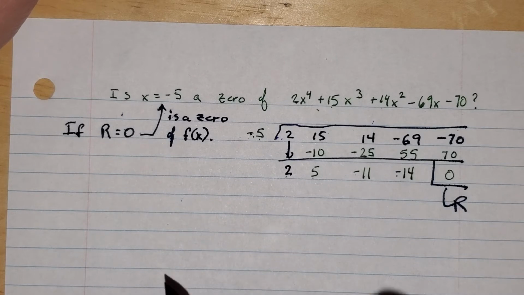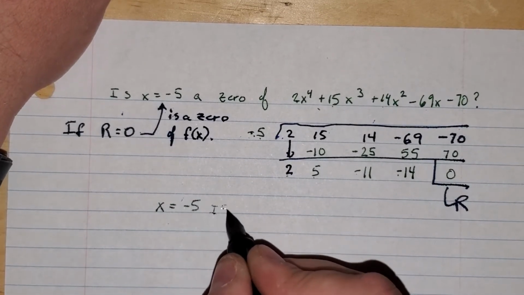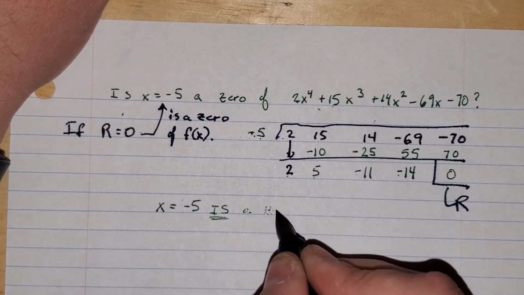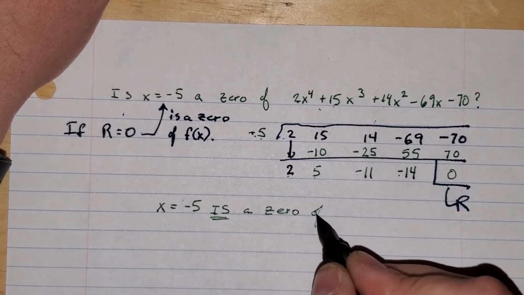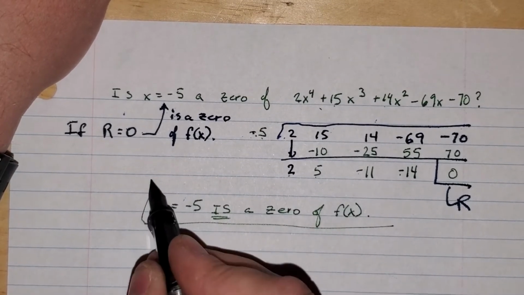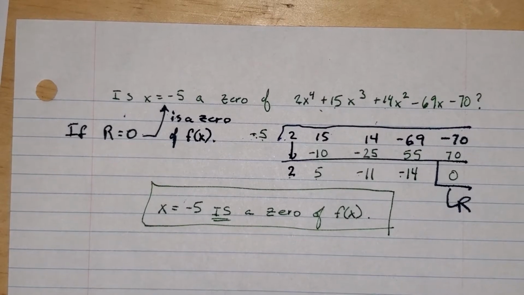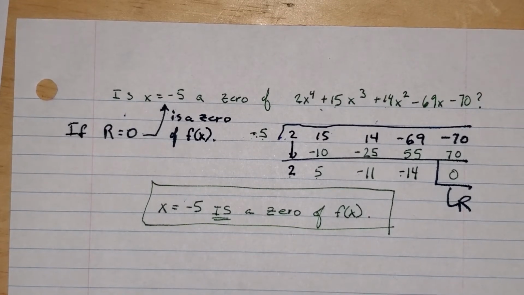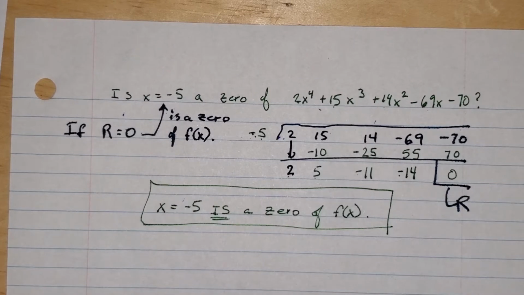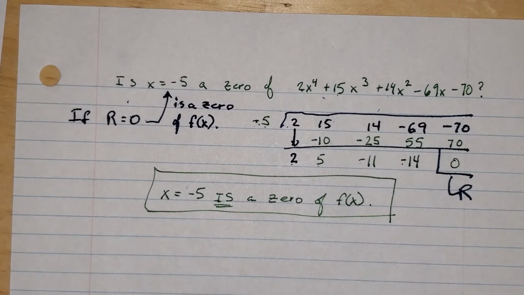So that leads us to the conclusion that x equals -5 is a 0 of the given function. That's our conclusion. So that's the first one. You will get questions like this in a college algebra or a pre-calculus class. You also may see this coming from a calculus class because you're using algebra that's a prerequisite.